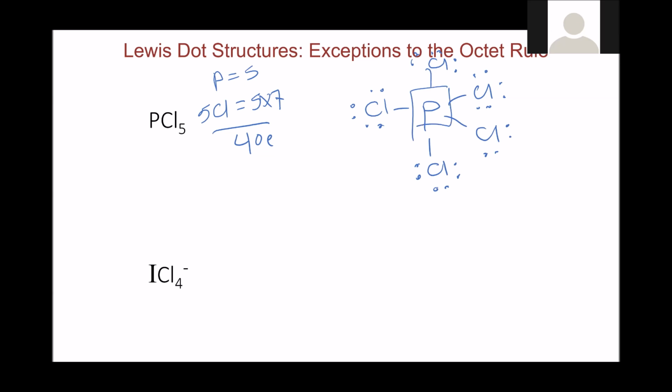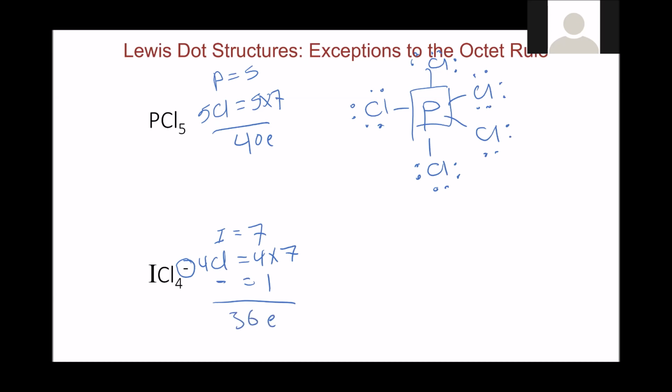Same thing for that compound here. How many total valence electrons does this compound have? How many valence electrons does iodine have? 7. How many for chlorine? 7, 14, 28. Okay. Is that all? No, you have a negative charge, so one more electron. So that is going to make it a total of 36 electrons.